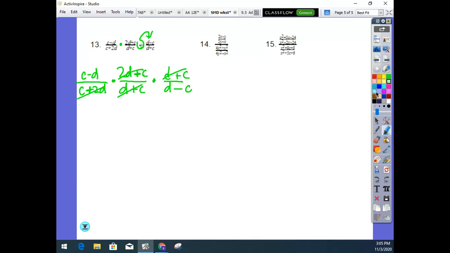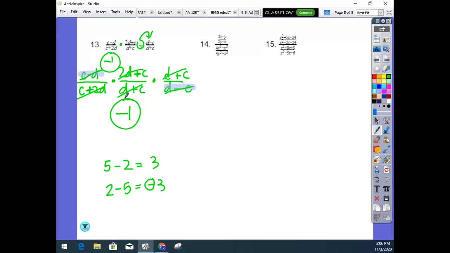What do you notice though? Here, so maybe think of this. If you have 5 minus 2 or 2 minus 5, see how everything's the same except it's negative? So these will cancel, but I'm still left with a negative. So my whole answer is just -1. When everything cancels, you get 1, but because these needed a negative, it's going to be a -1.